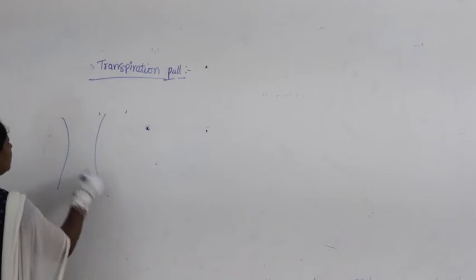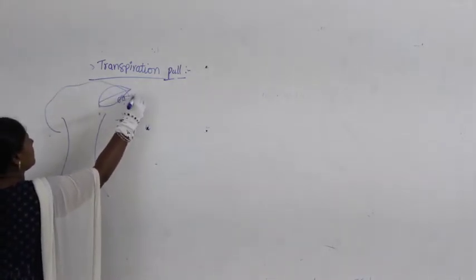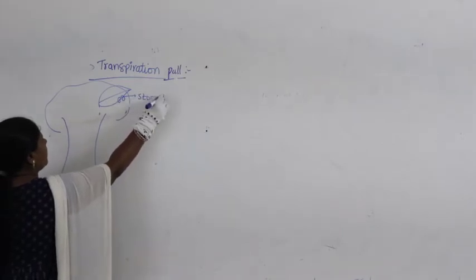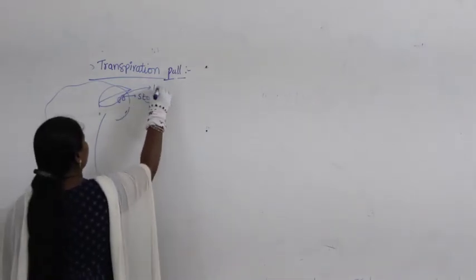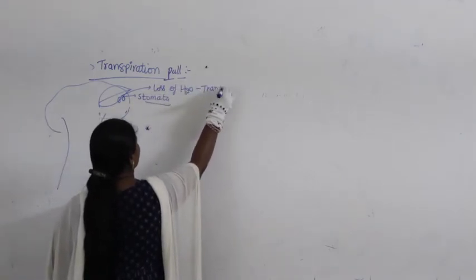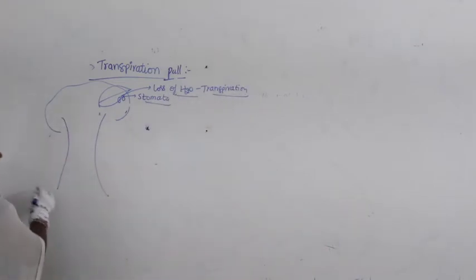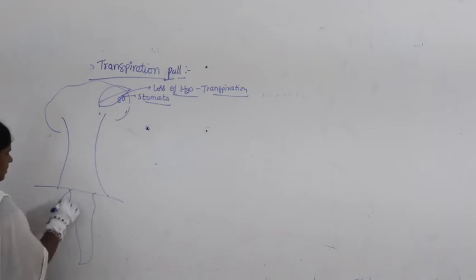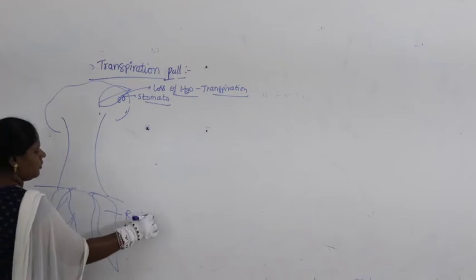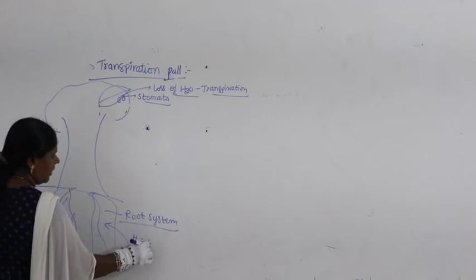Now, what is transpiration pull? I will draw the plant once again. This is a leaf. On the surface of the leaf, what is present is stomata, right? Through stomata, loss of water is taking place, and that itself is called transpiration. Of course, down below you find the root system. Here you can find the root system. The root also provides absorption of water, and minerals are taken care of by the root system.